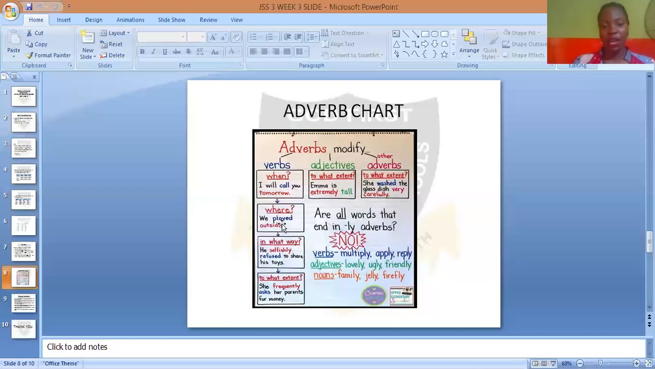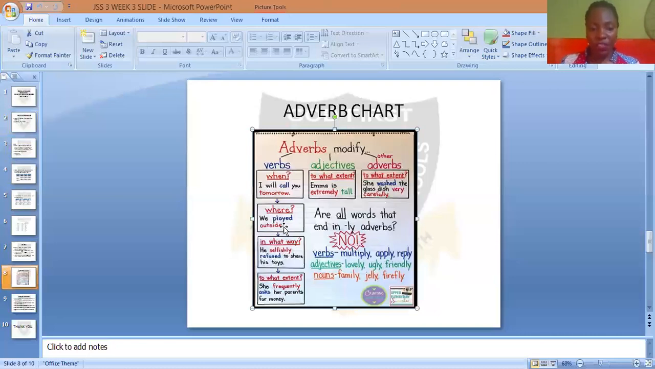Moving on, adverb modifying verbs. Another question, the answer is where. We played outside. Where did we play? We played outside. So in this sentence, outside is the adverb, modifying played, which is the verb.